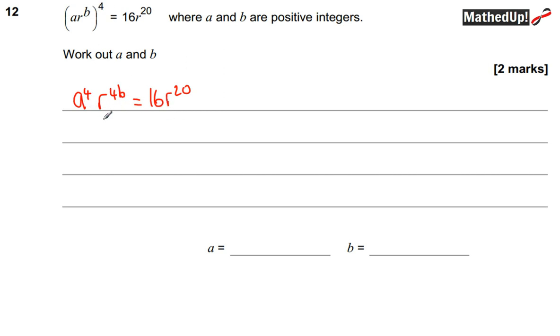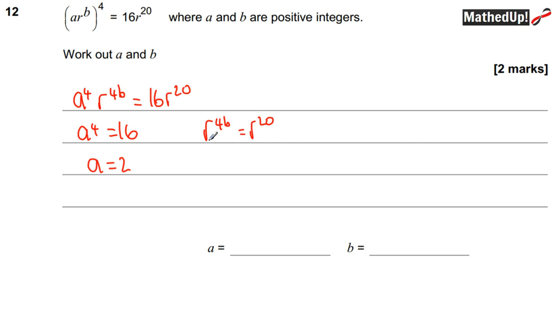So that means a to the power of 4 must be equal to 16, and r to the power of 4b must be equal to r to the power of 20. So let's deal with this first of all. A to the power of 4 is equal to 16. That means that a would be the 4th root of 16, which is 2. So a is equal to 2. That's because 2 times 2 times 2 times 2 gives me 16.